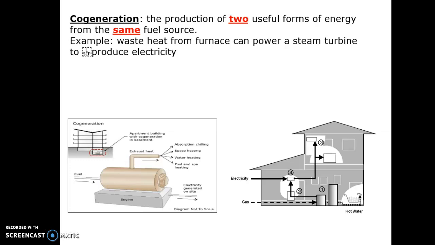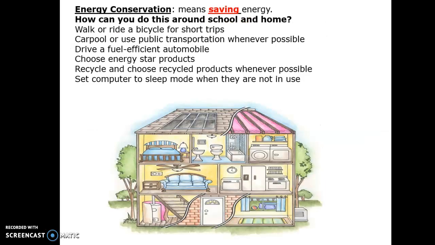All right, so the next term is called cogeneration. This is when you take the byproduct of one energy and you use it to fuel something else. So the production of two useful forms of energy from the same fuel source. For example, waste heat from a furnace can power a steam engine to produce electricity.